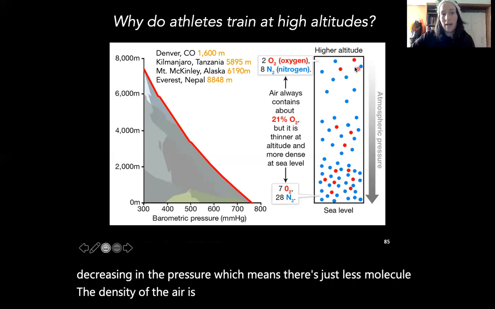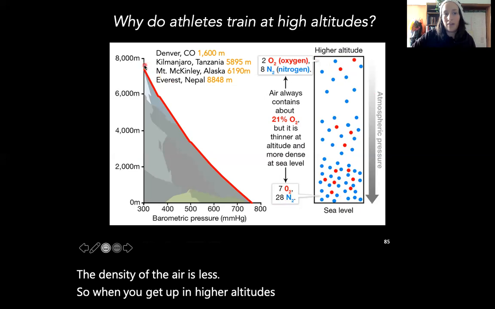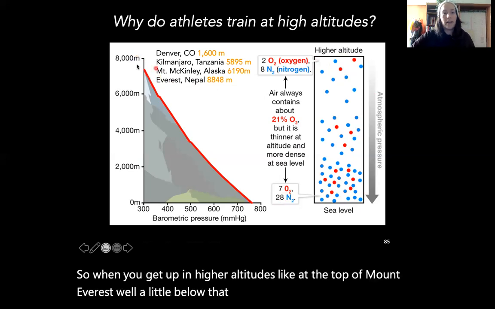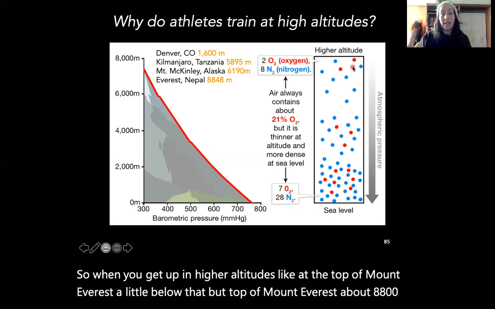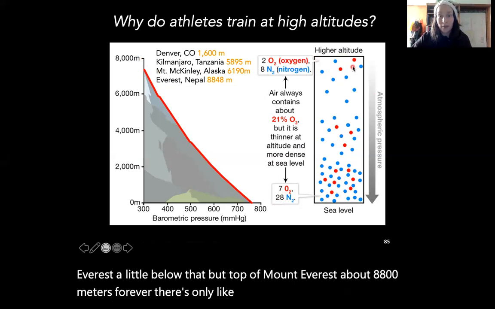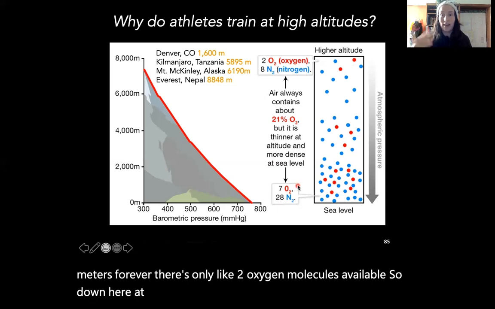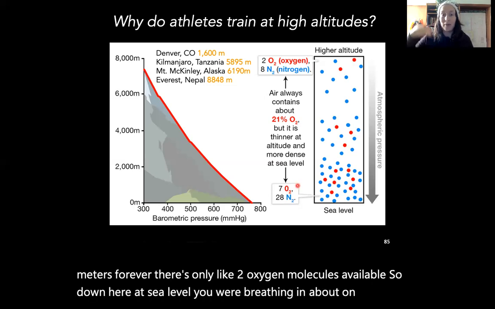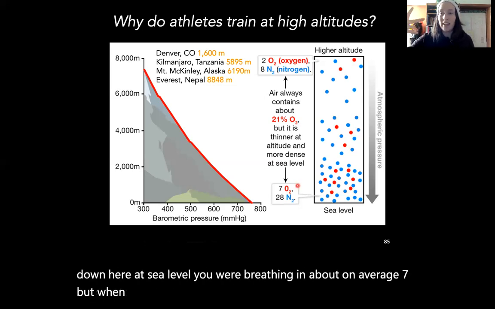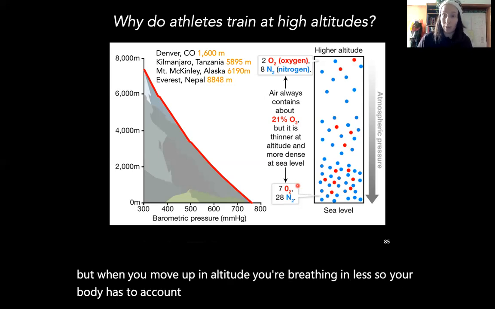When you get up to higher altitudes, like the top of Mount Everest, well, a little below that, but the top of Mount Everest is about 8,800 meters, there are only about 2 oxygen molecules available. Down here at sea level, you were breathing in on average about 7, but when you move up in altitude, you're breathing in less. So your body has to account for that change in the partial pressure of oxygen at higher altitudes.